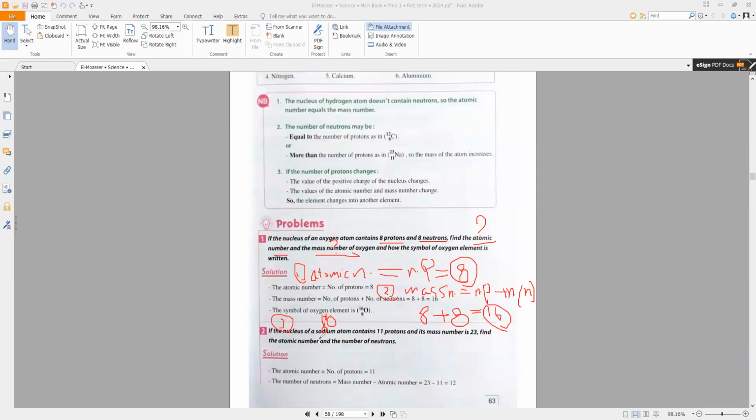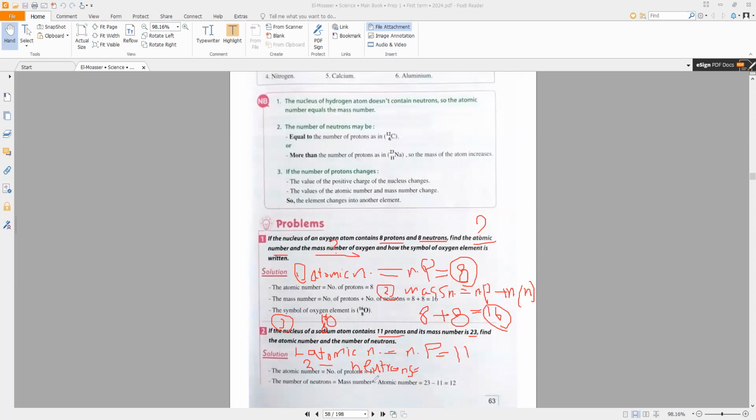Number two, if the nucleus of a sodium atom contains 11 protons and its mass number is 23, find the atomic number and the number of neutrons. Number one, atomic number. The atomic number equals the number of protons, which is 11, so the atomic number is 11. Number two, the number of neutrons.